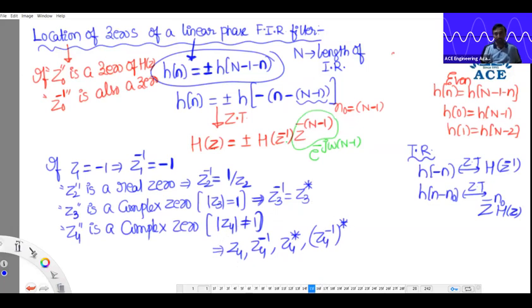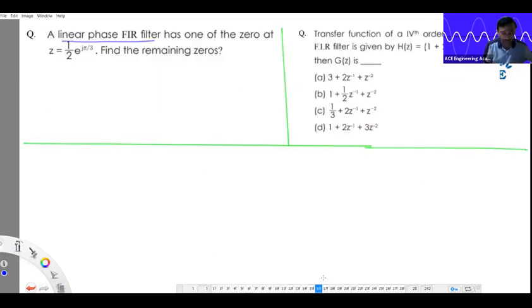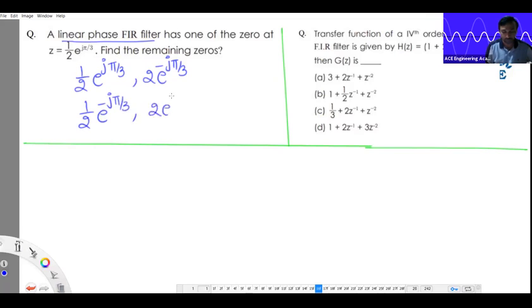Everyone see the cursor? It comes under the last condition or not? Come on, friends. So what is the answer? The original root is 1 by 2 e power j pi by 3. Take the inverse: 2 e power minus j pi by 3. Then the conjugate of them. Original root, inverse, conjugate of them.